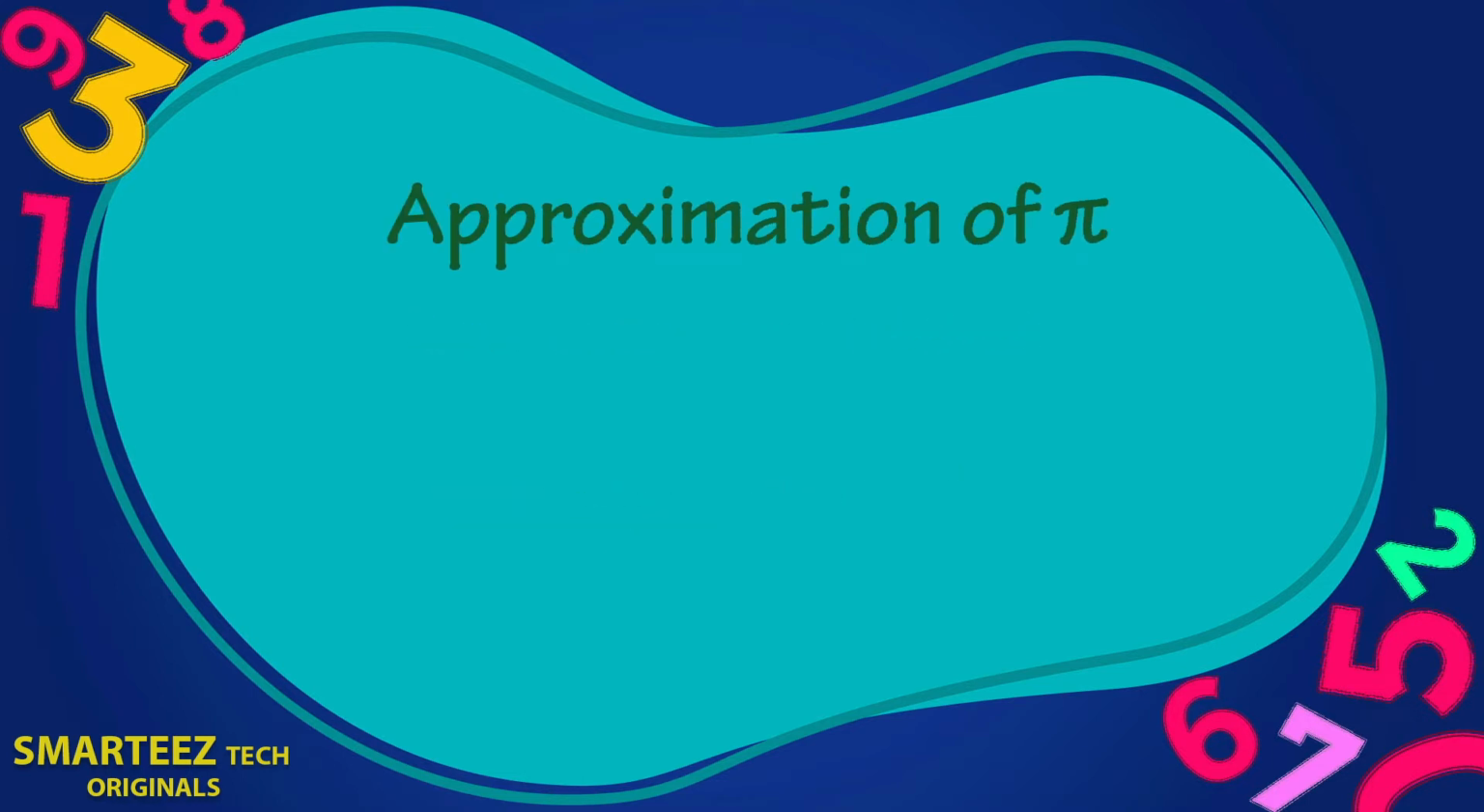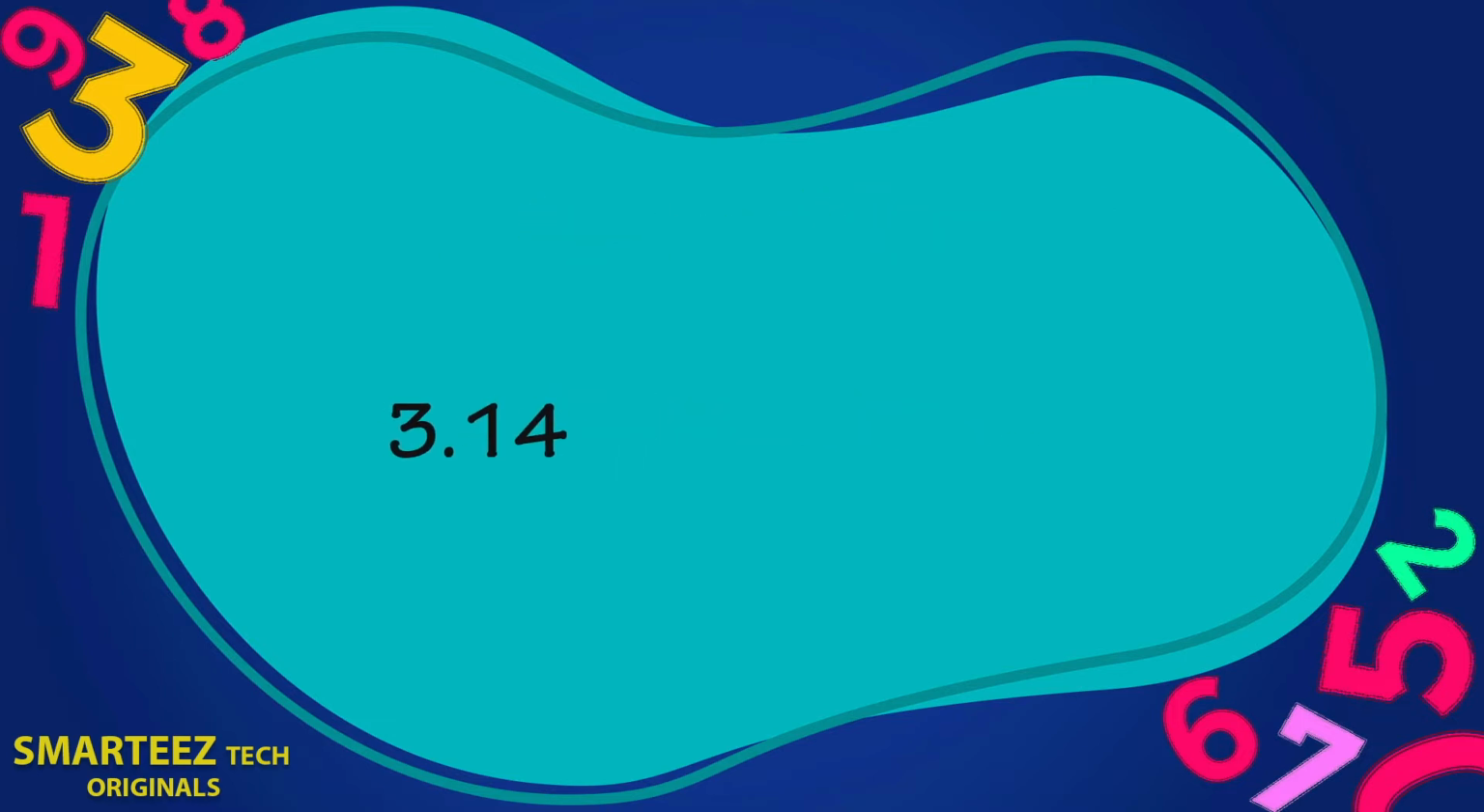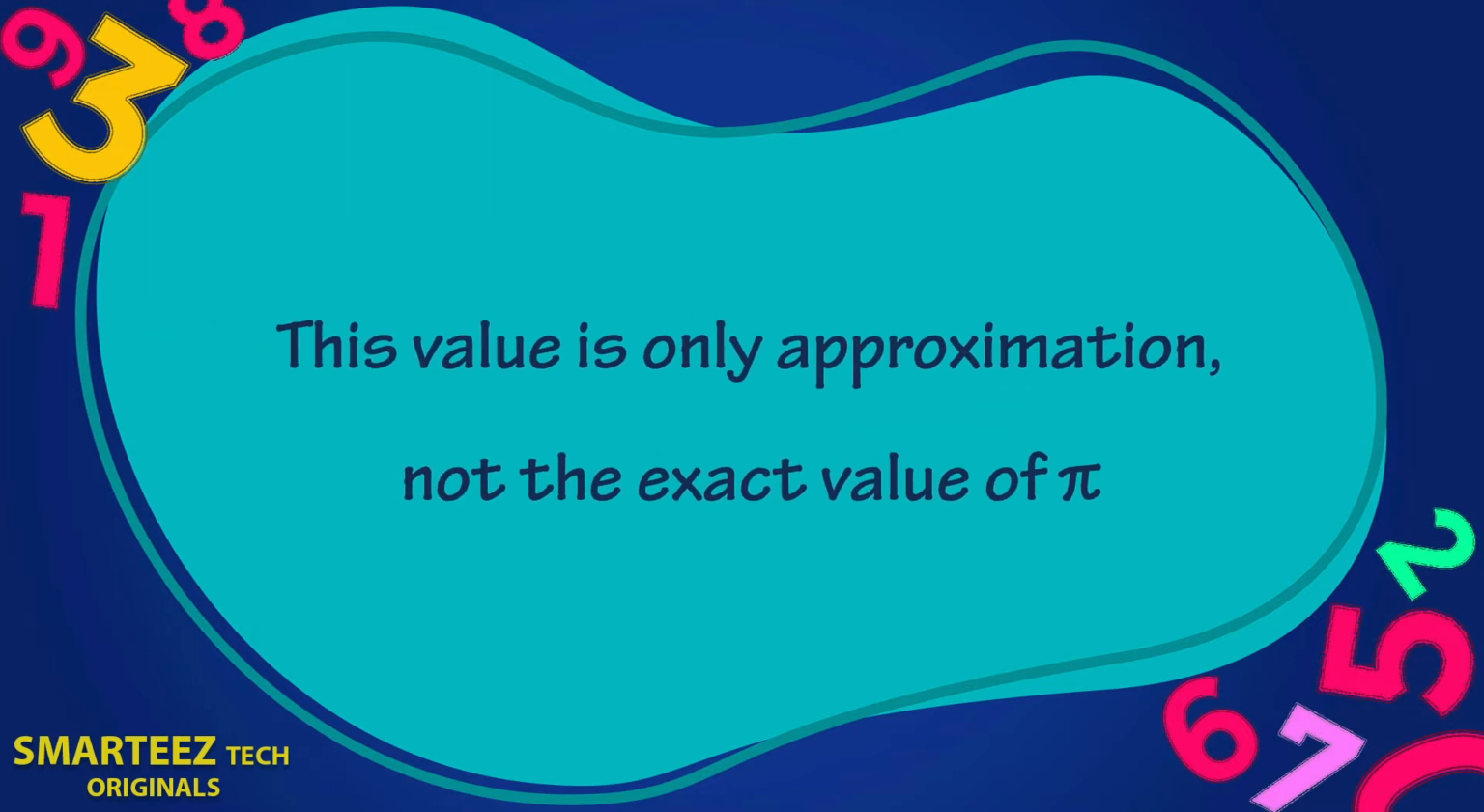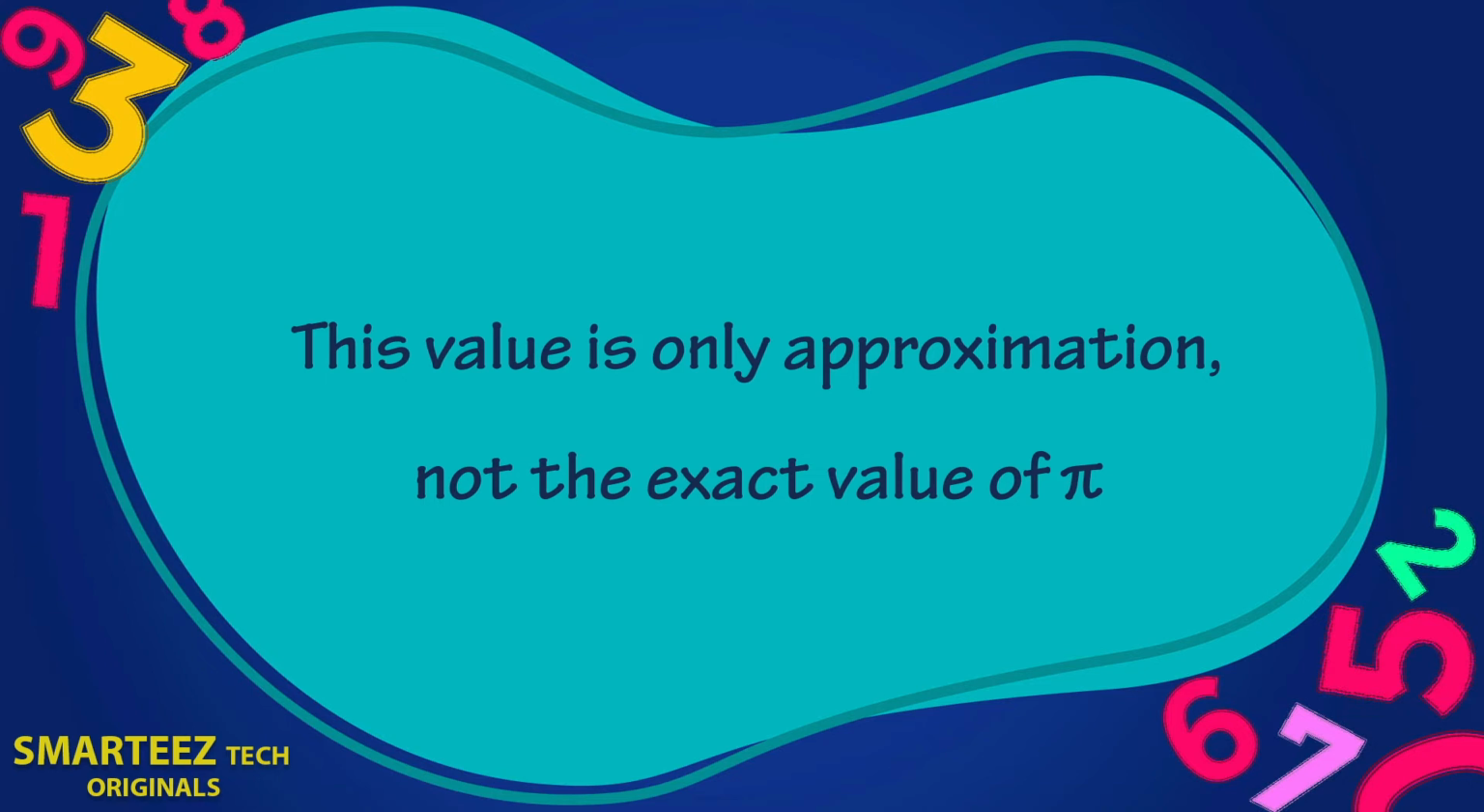Approximation of pi. As you have seen before, the value of pi equals 3.141592 ... We approximate the value for most day-to-day calculations to either 3.14 or more commonly as a fraction 22/7. But we know this value is only approximation and not the exact value of pi. Let's see an example where pi is used for calculation.